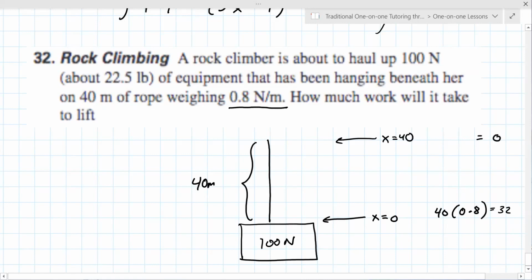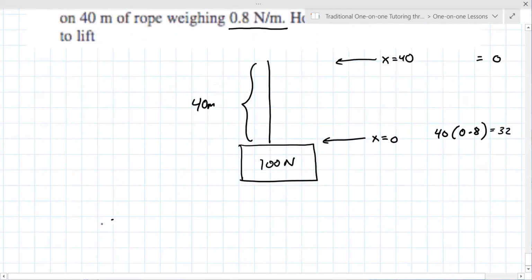Okay. So we did a couple of these problems, and the force function here is, well, you always have that 100 newtons, but sometimes, depending on where you're at, you have this 0.8, and it depends on where you're starting. It's 40 minus x. And this is really common. You generally see the distance minus the value of x times this rope density thing.